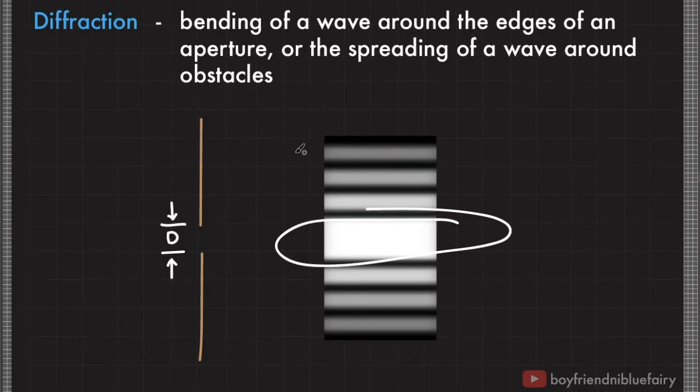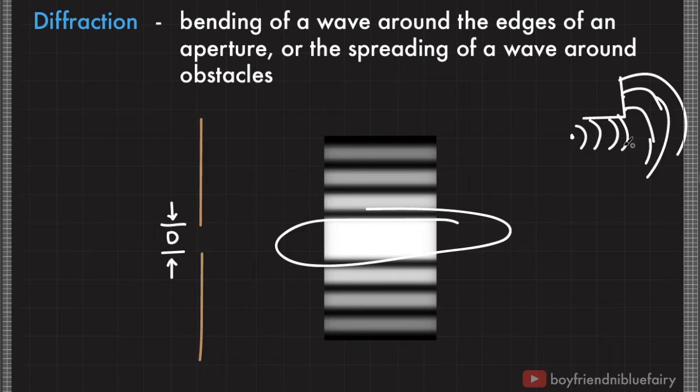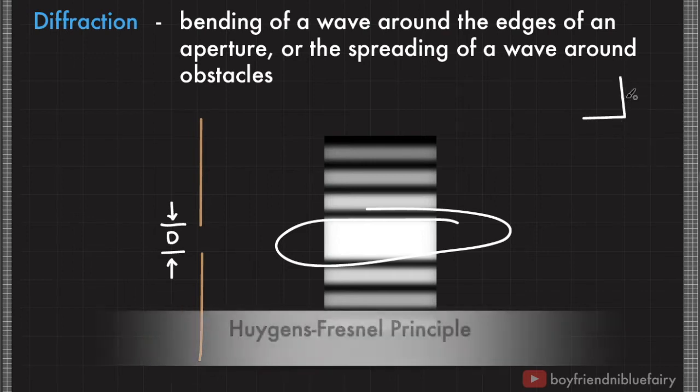So again, this is diffraction. Diffraction is the bending of a wave around the edges of an aperture or the spreading of a wave around an obstacle. So if we have an aperture or an opening like this, if we have a parallel plane wave and it reaches this opening, then after passing through this slit, it will diffract or spread out through space. And for example, if we have an edge like this and you have a point source here and it produces a wave, the wave actually bends around or spreads around the edge. So diffraction again is a consequence of the Huygens-Fresnel Principle.